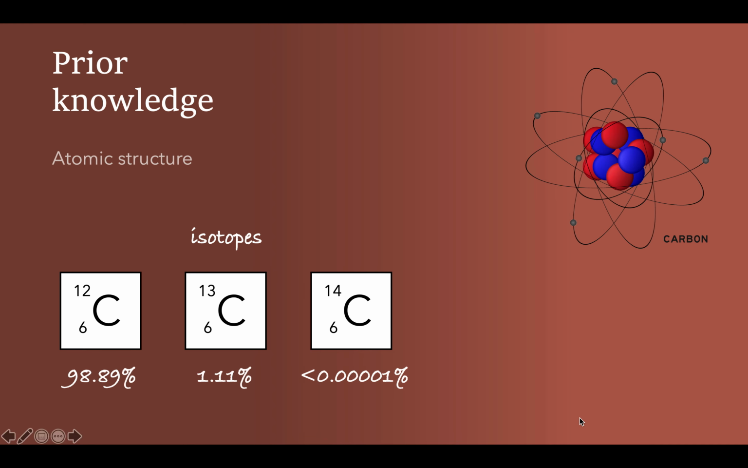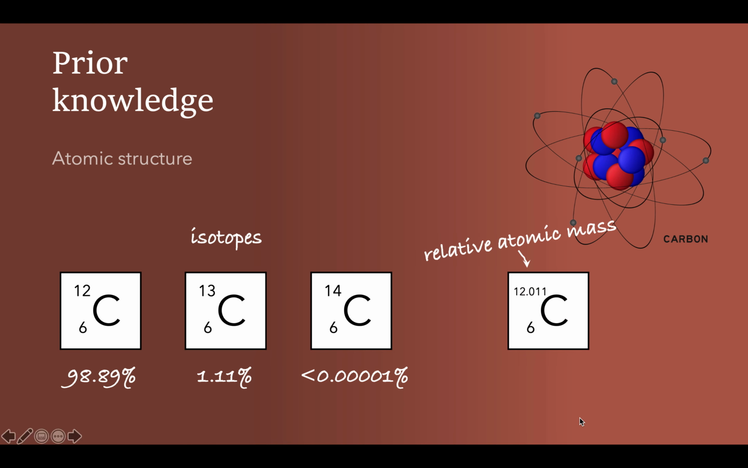So they all have the same atomic number, 6, because they're all carbon, but they have different mass numbers. So carbon 12 forms 98.89% of all carbon. Carbon 13, 1.11% of all carbon, and carbon 14, a very, very small amount. It's radioactive, which is a fraction of a percent.